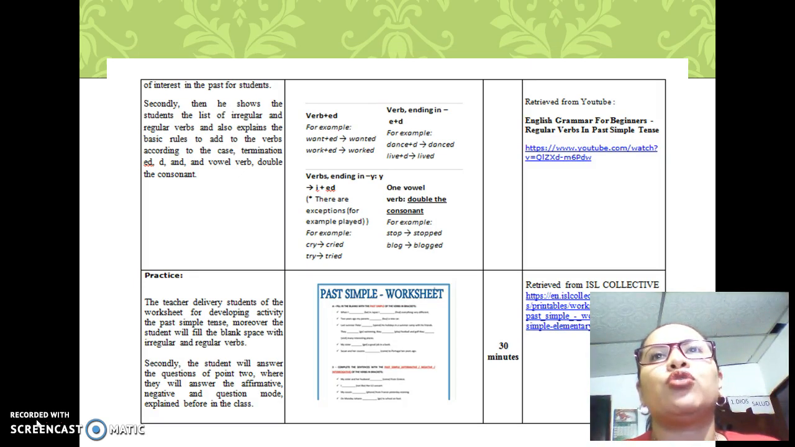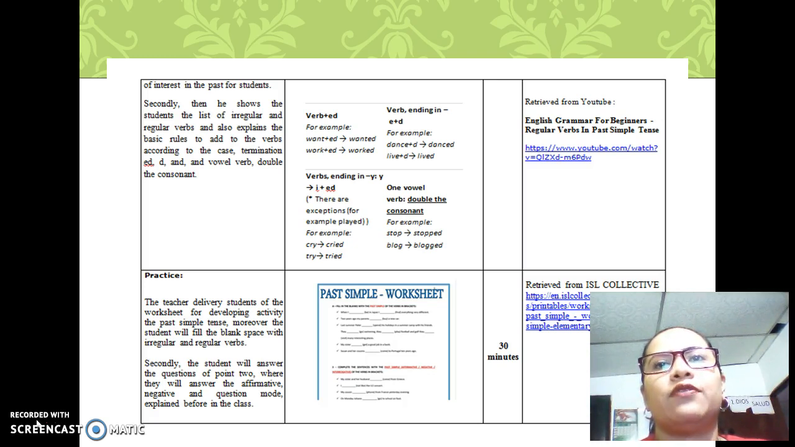The resource is English grammar for beginners, regular verbs and past simple. For the practice, the teacher delivers the students a worksheet for the activity on the simple past. First, students will fill in the blank spaces with the regular verbs. Secondly, students will answer the questions in point 2, where they will use the affirmative, negative, and question forms explained before in class. This practice activity takes 30 minutes.